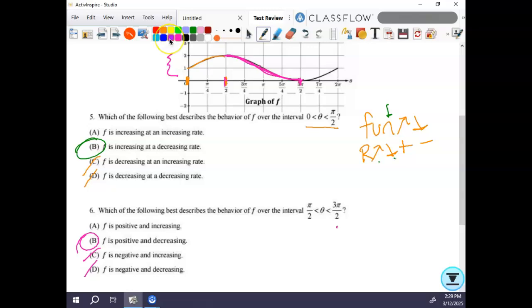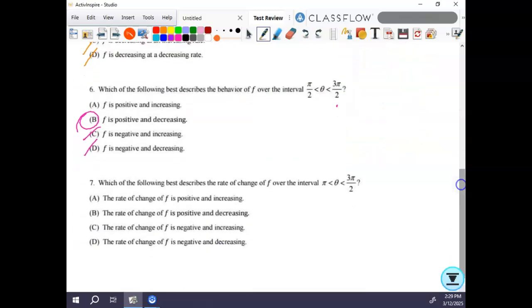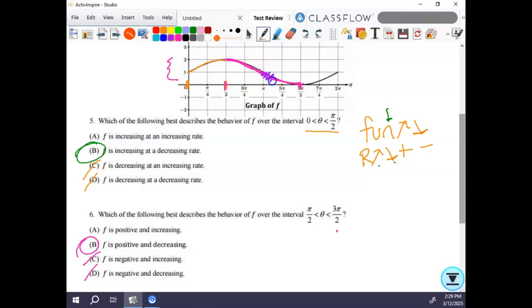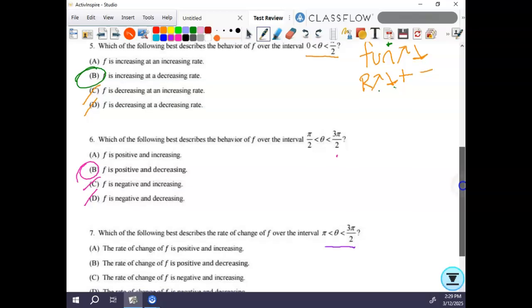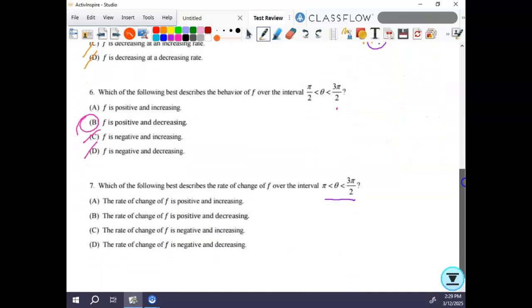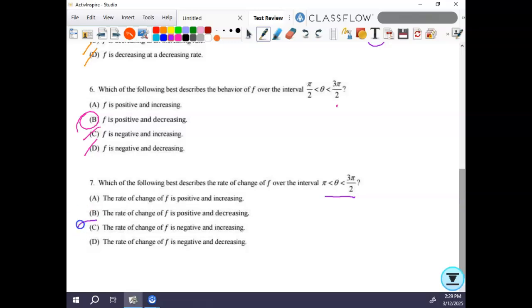All right, then the next one, we're going from pi to 3 pi halves. So that is here, this part here. It talks about the rate of change both times. So I need to look at the function. Is the function on my purple part concave up or down? Up. And is the function increasing or decreasing? Decreasing, which means the rate is increasing and negative. So negative and increasing, which is C.